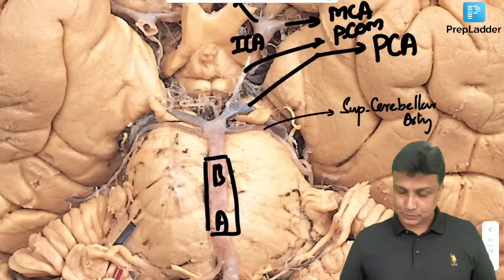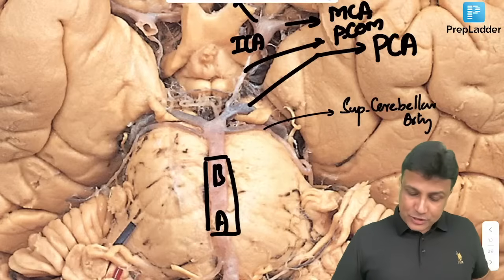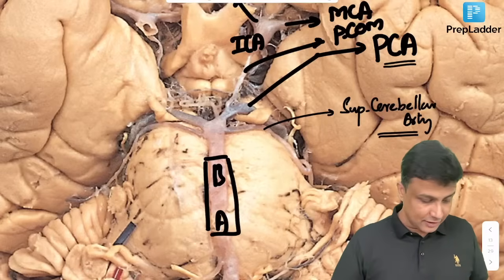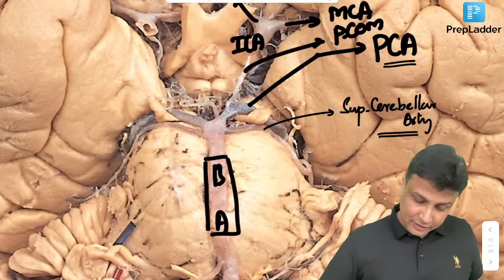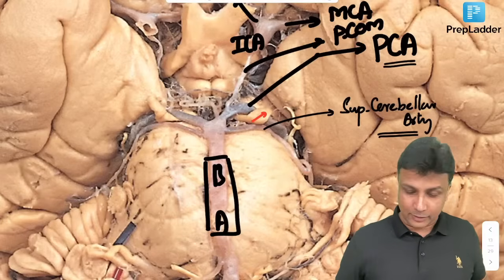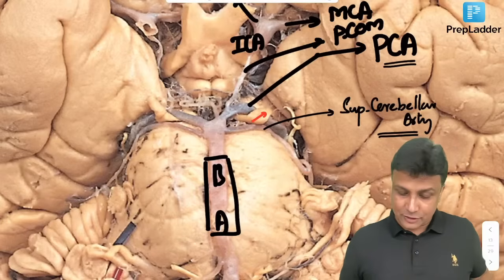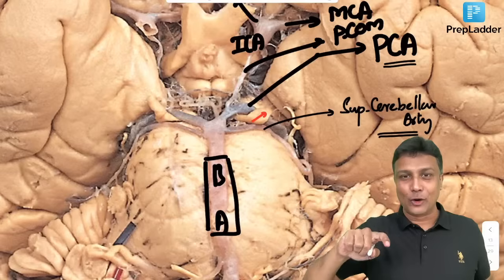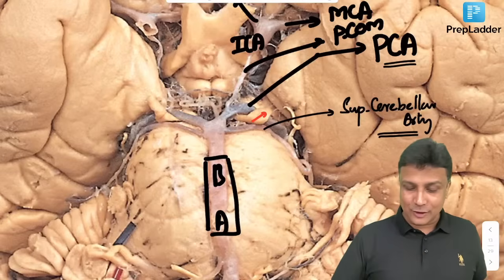Now between the posterior cerebral artery here and the superior cerebellar artery here, if you're able to see clearly, there is a nerve which is going to come out from here, and that one will be your third nerve, and even there will be the fourth nerve. That was a question asked in your exam, about the third nerve and the fourth nerve.